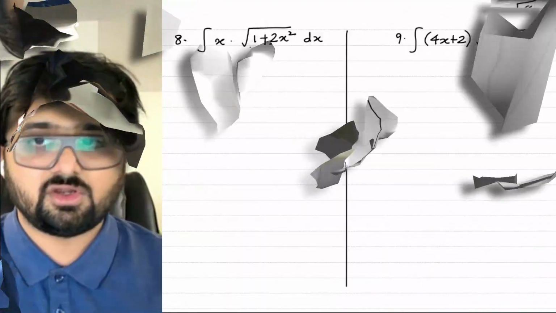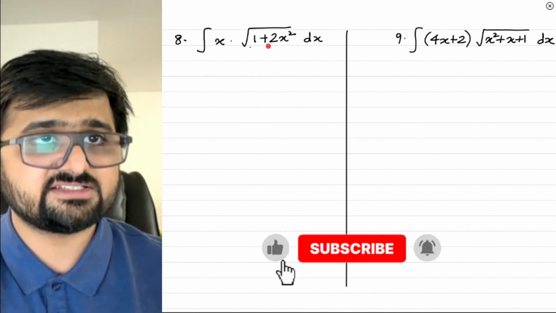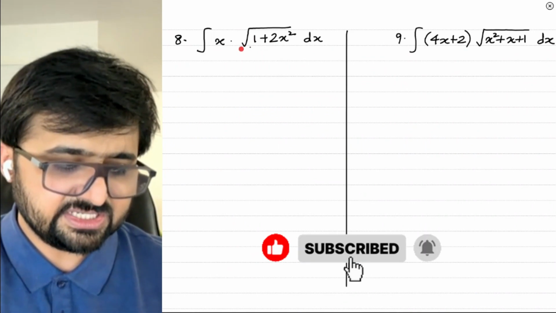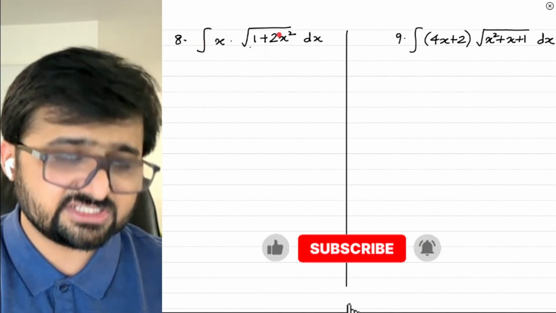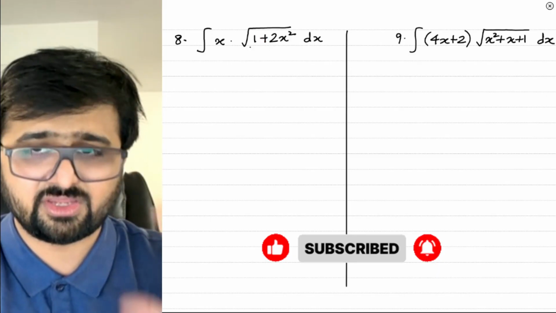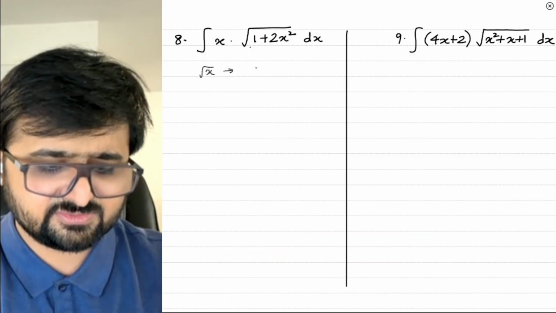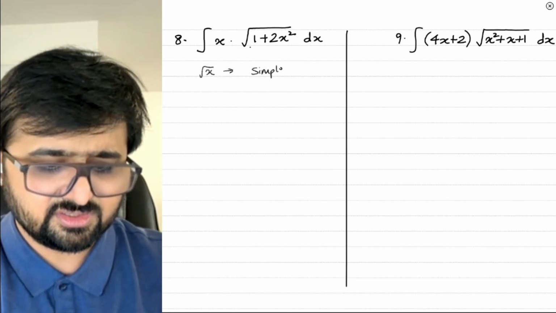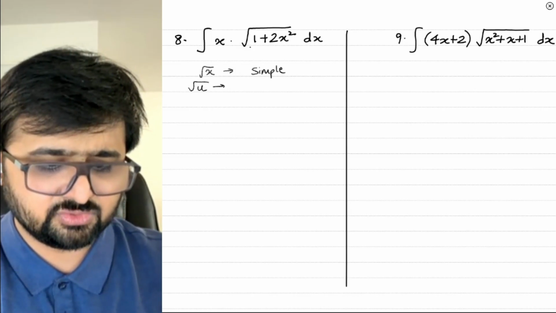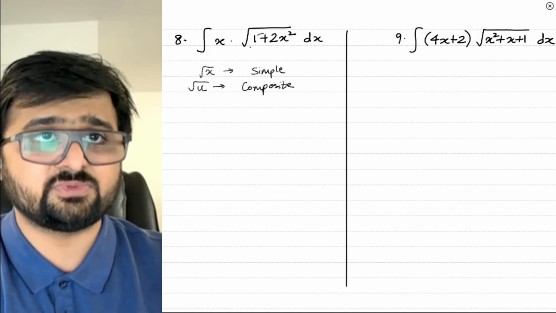All right. Let us start with question number 8. It says integration of x multiplied by square root of 1 plus 2x square. If you notice clearly, square root of 1 plus 2x square is a composite function. What do I mean by composite function? If I had square root of x, this was a simple function. But if it is square root of u, this is a composite function. In this case, my u is this 1 plus 2x square.